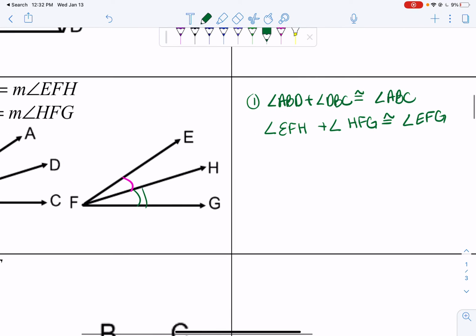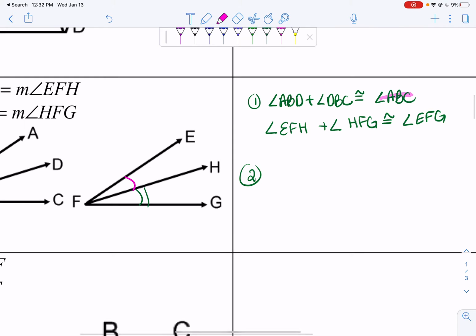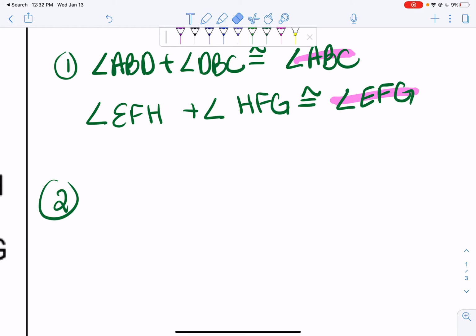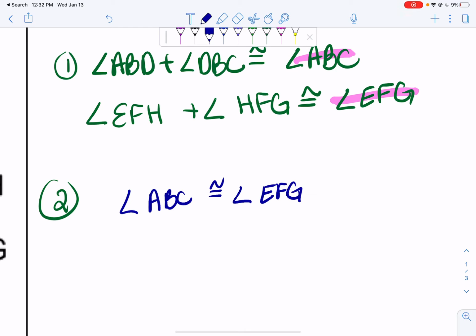Step 2, I can now say that both of those angles are congruent by substitution. So I can say angle ABC is congruent to angle EFG by substitution.